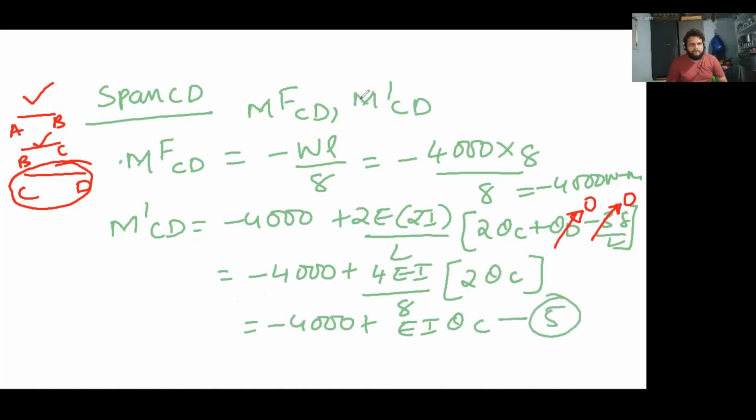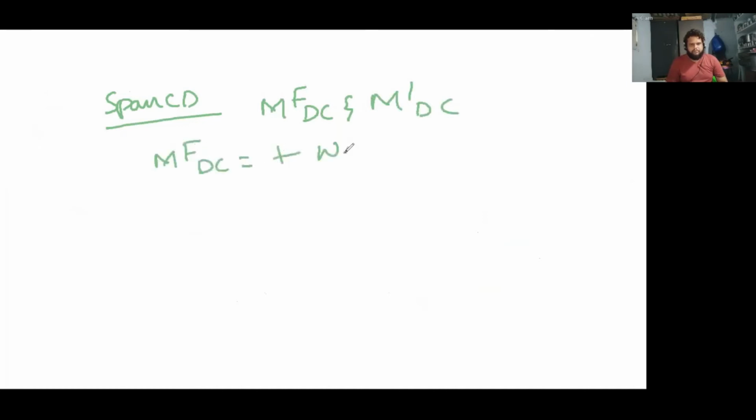Next we will go for MFDC and M dash DC. So again in the same span CD, we have MFDC and M dash DC. What is MFDC? MFDC equals again plus WL by 8. W is 4000, into length 8 meters, divided by 8. You will get plus 4000 Newton meter.